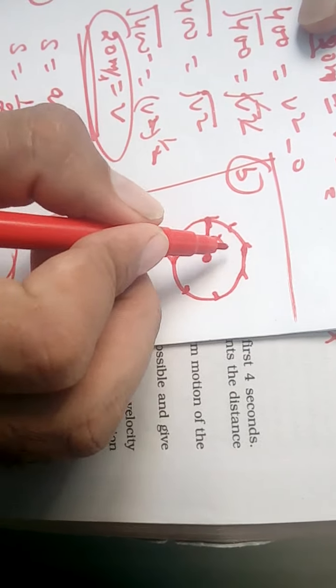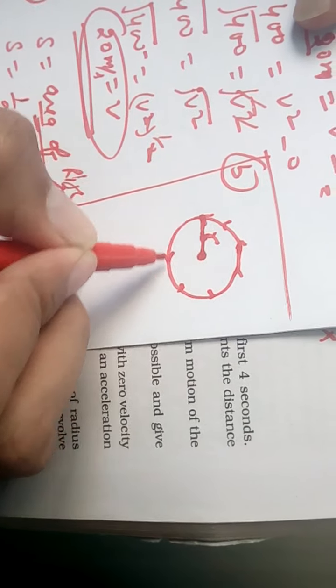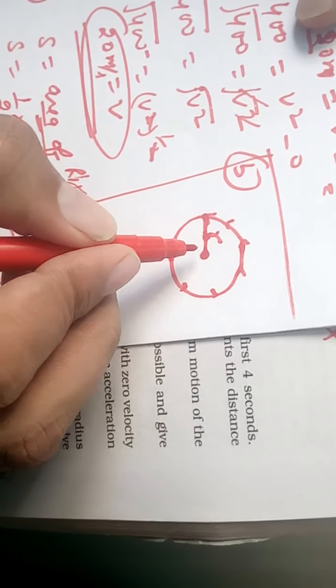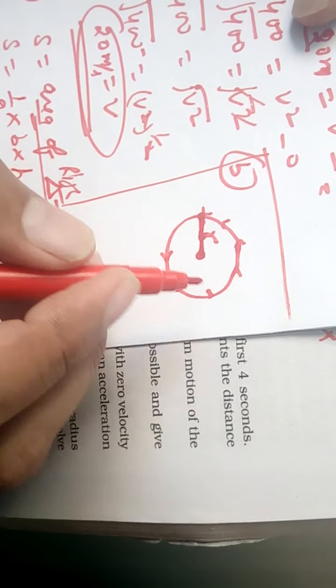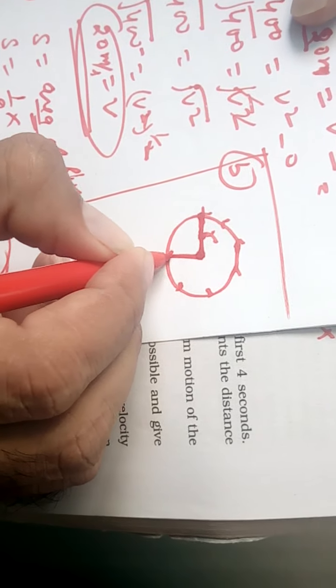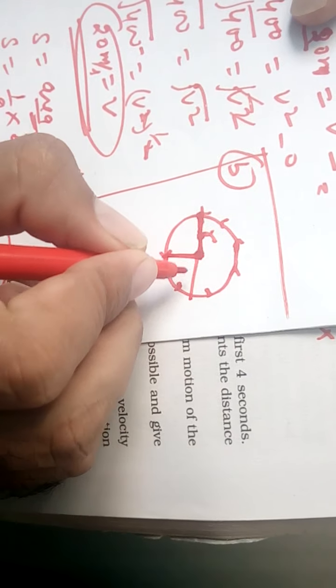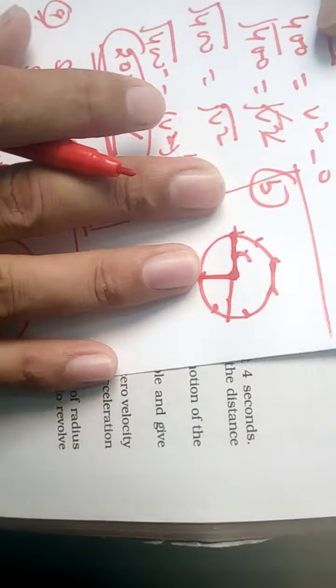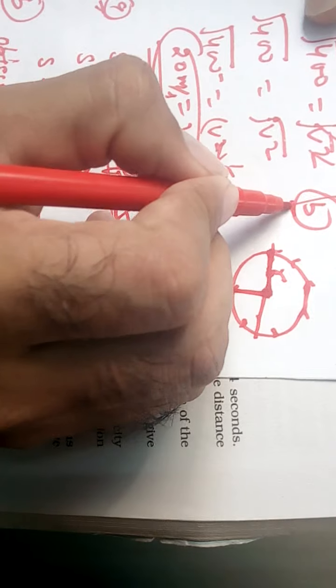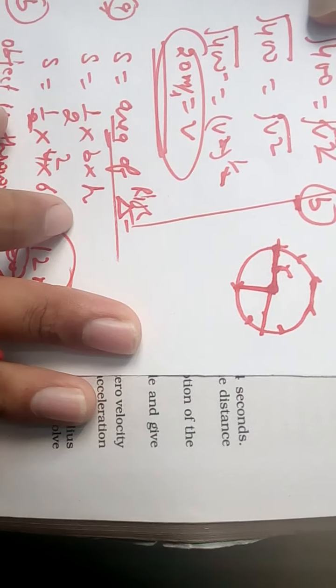Getting my point? Your answer will be when an object moves in a circular path, then its acceleration is perpendicular. Anywhere you can write this, acceleration is perpendicular. Again I am saying, your answer will be when an object moves in a circular path.